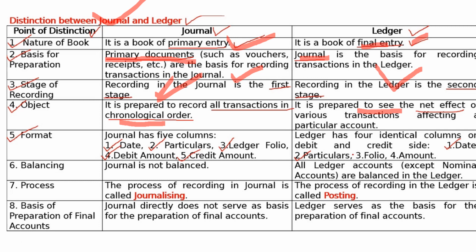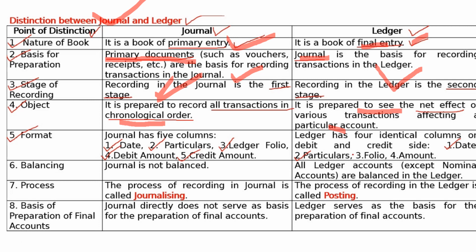Now if we come to the ledger part, it is prepared to see the net effect of various transactions affecting a particular account. What does it mean? If you have understood the ledger part, you will know that you prepare a cash account, a furniture account, a receivable account, then a capital account. So all the accounts are prepared differently and in a classified form. All the transactions of similar nature are recorded in one account. All the cash transactions go in the cash account, all the furniture transactions in the furniture account.